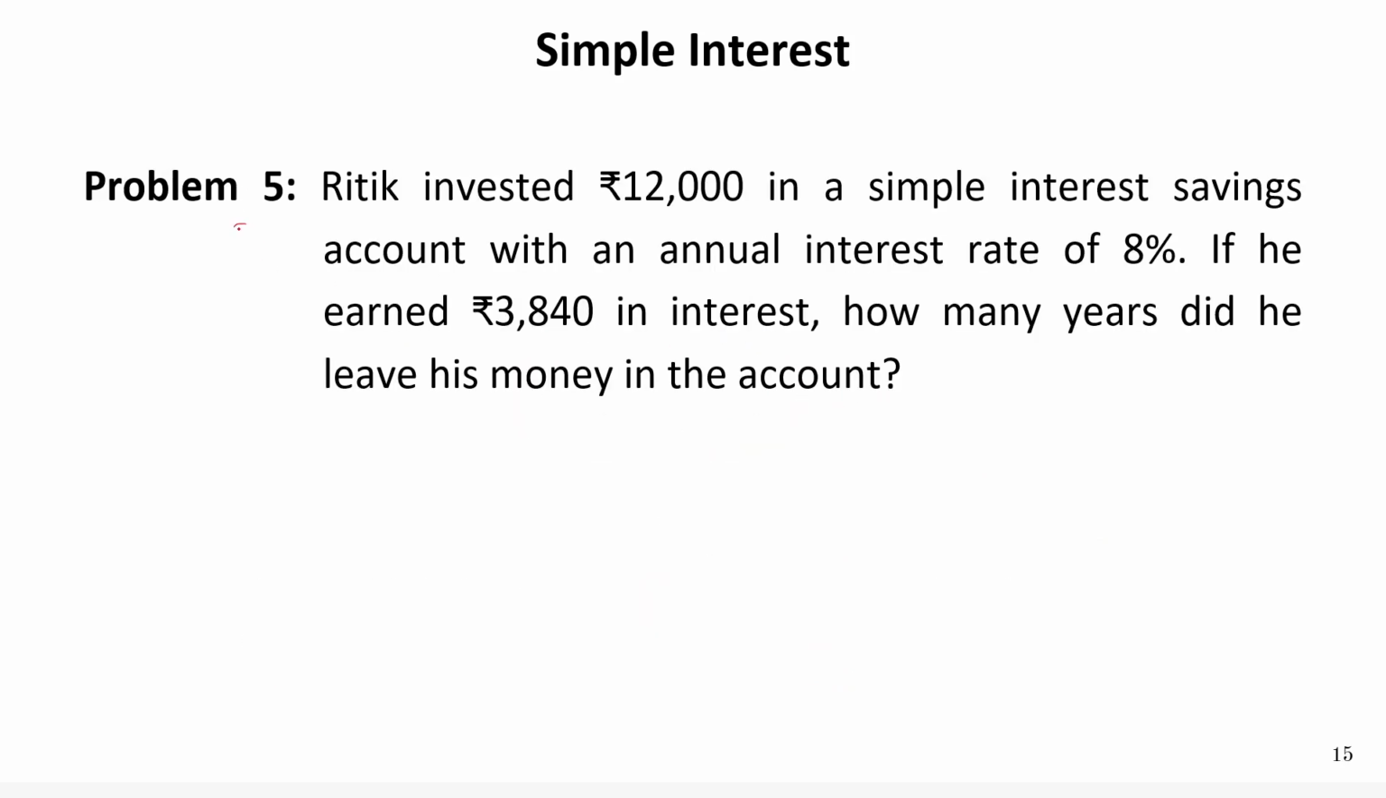So let's see problem number 5. Ritik invested 12,000 in a simple interest savings account with an annual interest rate of 8%. If he earned this much in interest, how many years did he leave his money in the account? So the invested amount is P. With an annual interest rate of 8%, I is equal to 8, right? He earned this much in interest, so SI is equal to this.